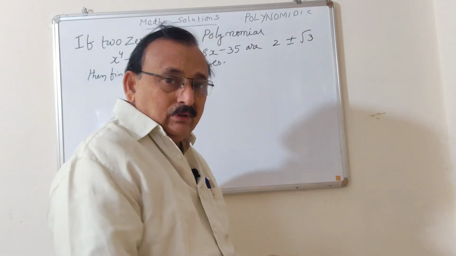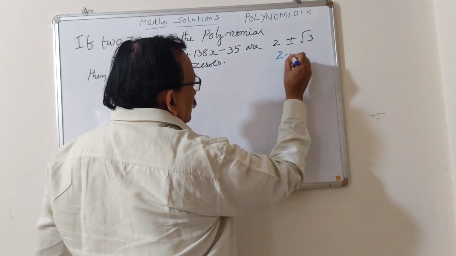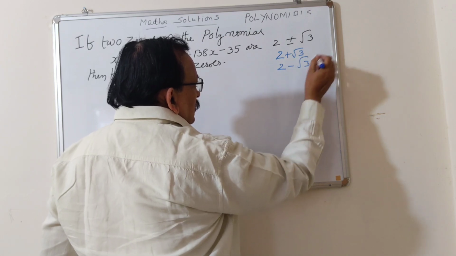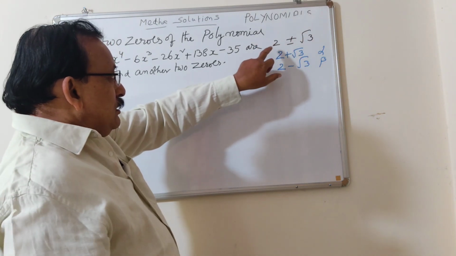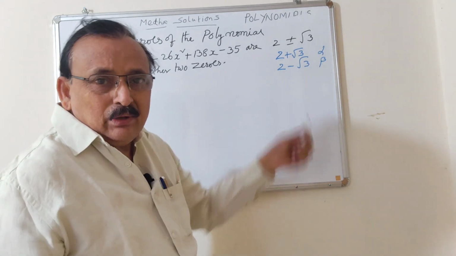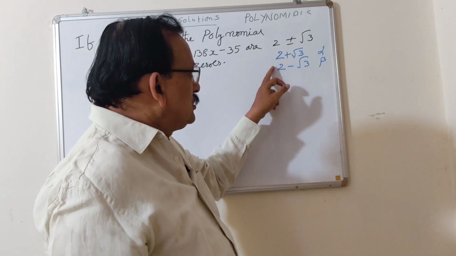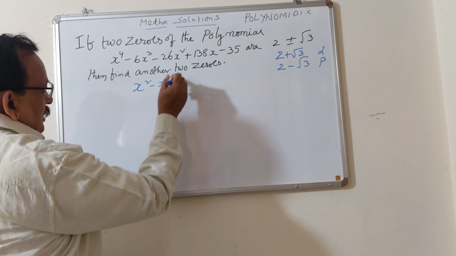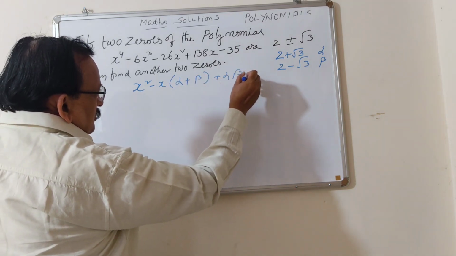The zeros are 2 plus root 3 and 2 minus root 3. This is alpha, this is beta, because the plus or minus symbol means 2 plus root 3 and 2 minus root 3. Again, we have to form the quadratic polynomial with the given two zeros. Now, you know this formula: x² minus (alpha plus beta)x plus alpha beta is equal to 0.